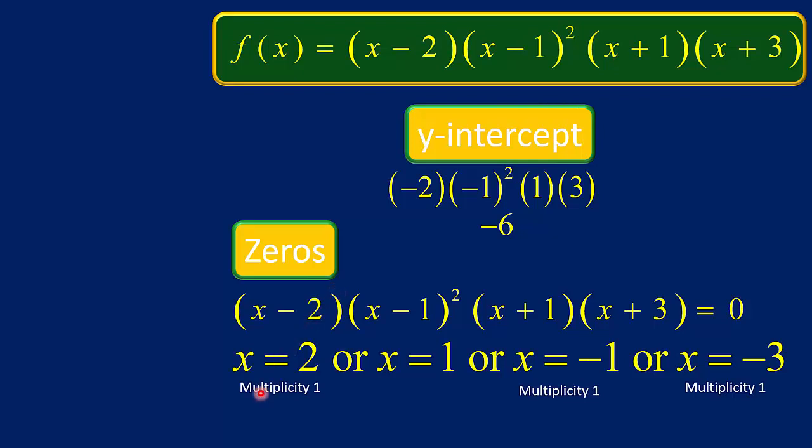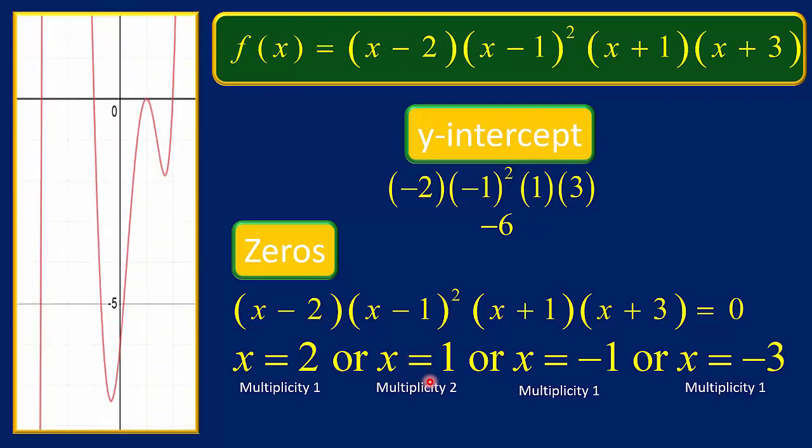And so we say that x equals 2, that's a root of multiplicity 1. X equals -1, a root of multiplicity 1. X equals -3, a root of multiplicity 1. However, this one right here, it has multiplicity 2 because it's raised to the second power. If it was x minus 1 to the third power, it'd be multiplicity 3. But let's see what effect that has on the graph.